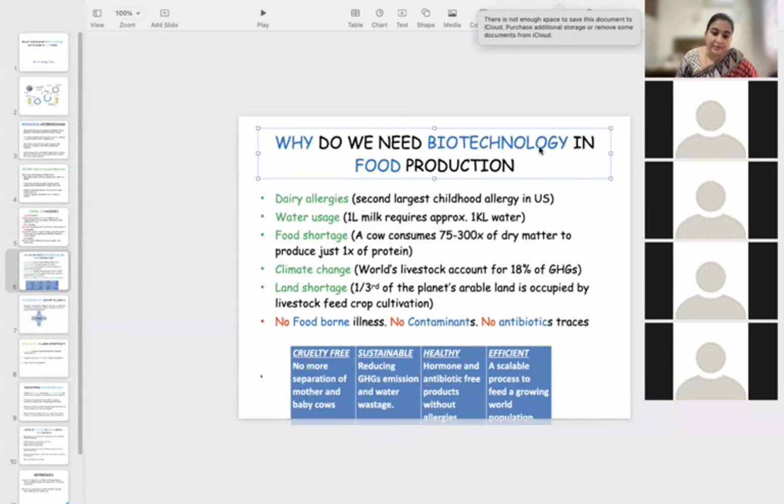It can be cruelty free because there is no more separation of mother and baby cows, and it can be sustainable. So it reduces greenhouse gas emission and water wastage. It's a healthier option because hormone and antibiotic free products without allergies can be produced. It is efficient as a scalable process to feed a growing world population.